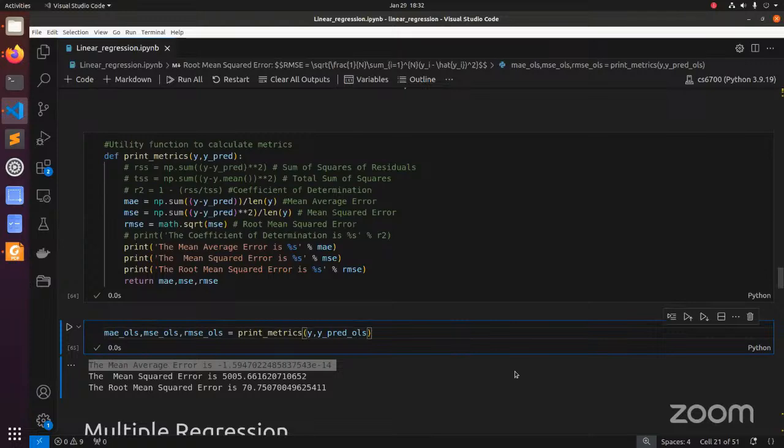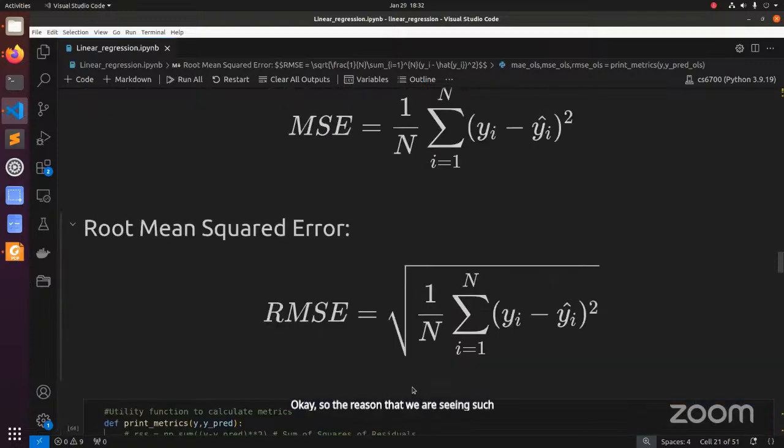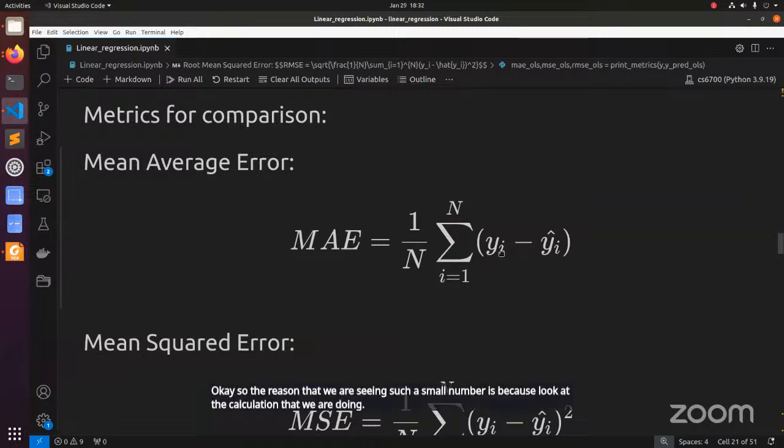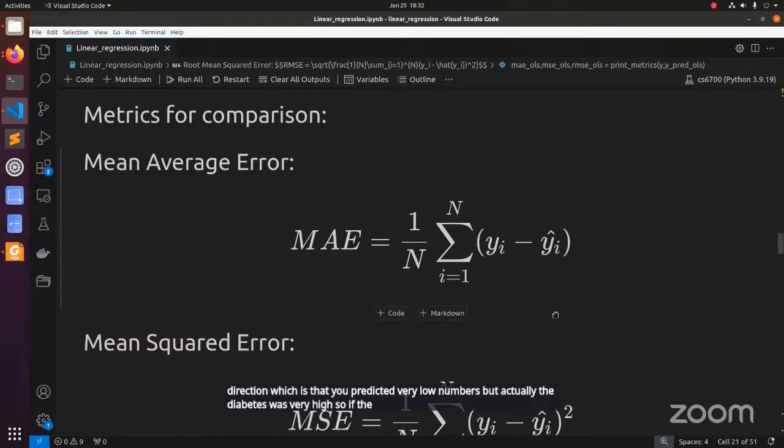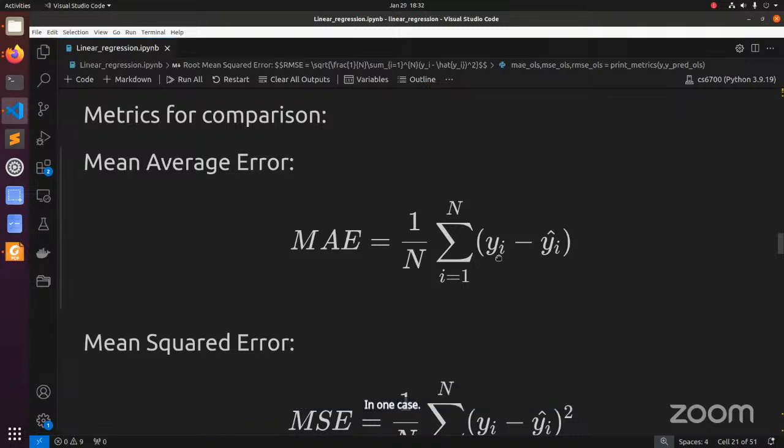Okay, the reason we are seeing such a small number is because of the calculation we are doing. We are just averaging the error term. One error could be in a positive direction, where you predicted a very low number but the diabetes was actually very high. If the diabetes was 170 and you predicted 70, you have an error of 100 in one case. In another case, your diabetes is 70 and you predicted 170, so the error is minus 100. But when you calculate the average between these two, 100 minus 100 is 0. So the average will become 0.